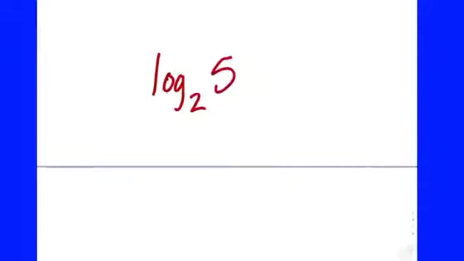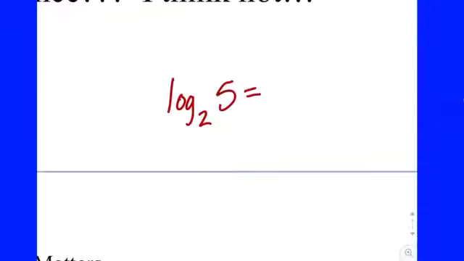So what would we do then if we had something like log base 2 of a number, like 5, and we wanted to evaluate it? Does anyone know approximately what this answer will be? 2 to the what power is 5?